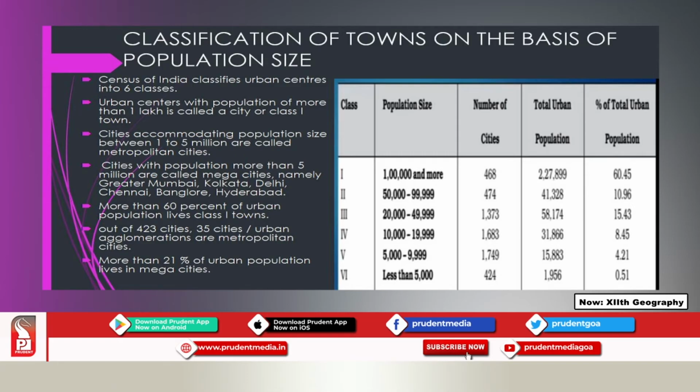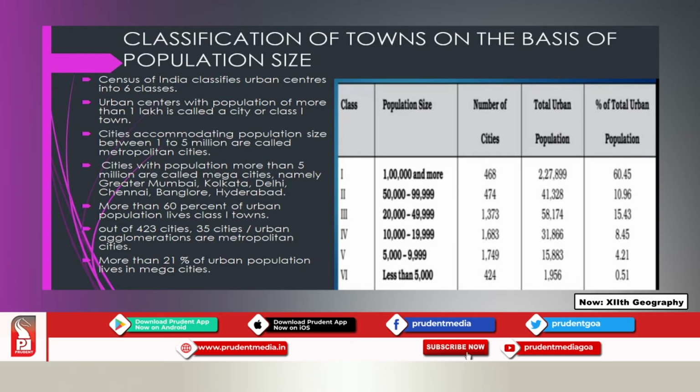Then we have what is called a mega city. Any city in India whose population is more than 5 million is called a mega city. And altogether there are 6 mega cities in India. Which are those? You have Greater Mumbai, then you have Delhi, Kolkata, Chennai, Bangalore, Hyderabad. These are the mega cities of India whose population is more than 5 million.